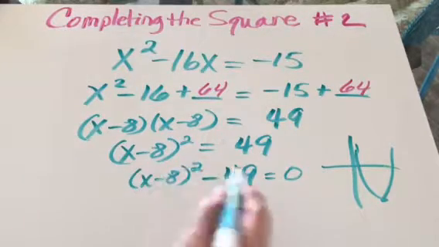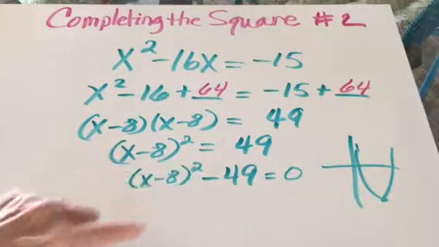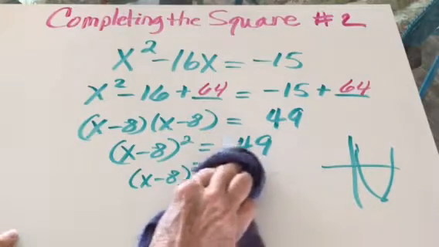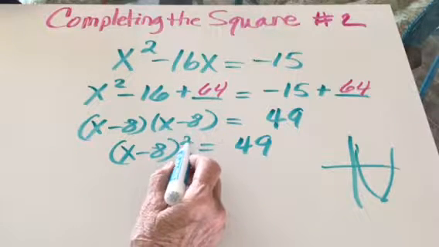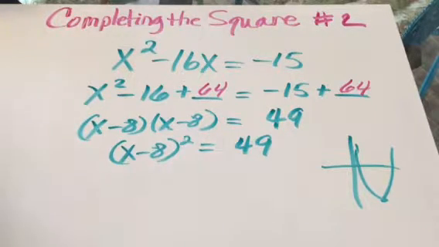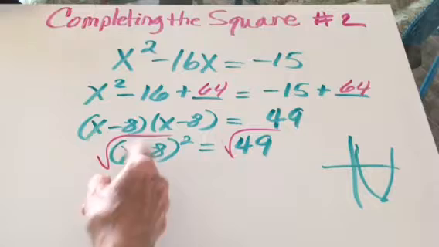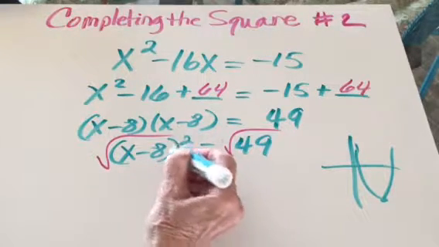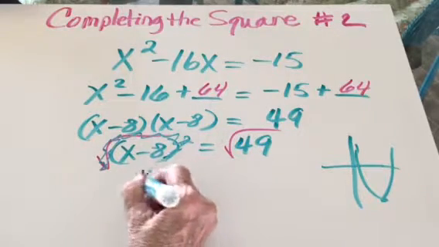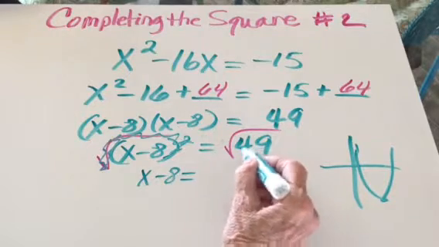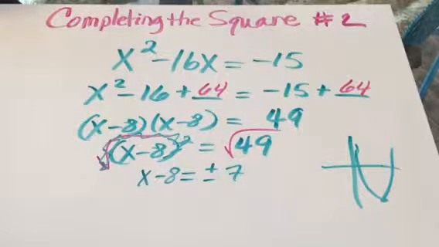Okay? But let's say that we want to actually solve it and see where the x-intercepts are. This is another easy way to do it. Let me show you. I want to get rid of the square sign. To get rid of the square sign, I have to take the square root of that and the square root of that. Well, when I take the square root of a square, everything goes away except what's under the radical. So this is just x minus 8 equals. Now, the square root of 49, I have to say plus or minus 7 because it can be both.